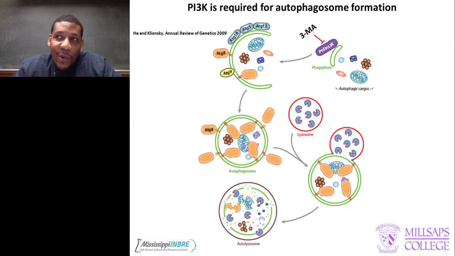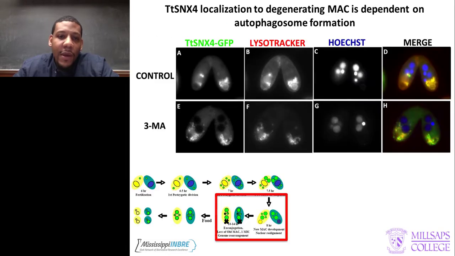So essentially what we're asking is, if there are no autophagosomes, does SNX4 localize to the degrading macronucleus, the old macronucleus? So in the top panel, you're looking at Tetrahymena SNX4-GFP. In the first panel, second panel LysoTracker, third panel Hoechst, and the fourth panel merge.